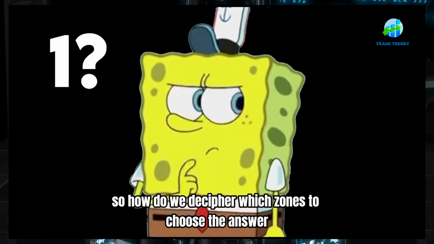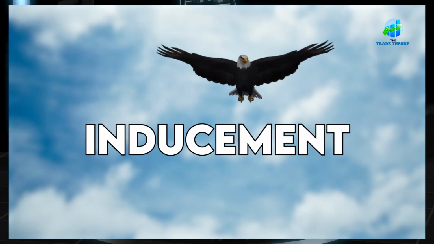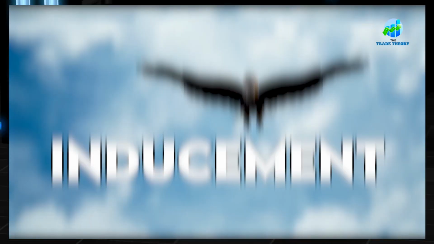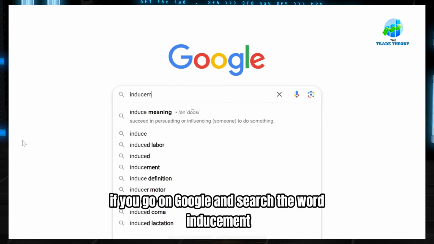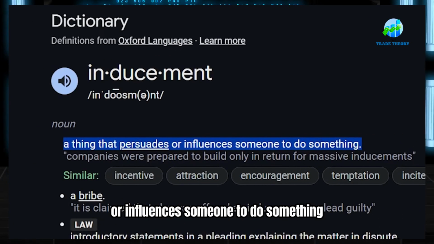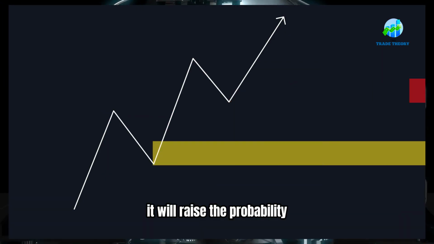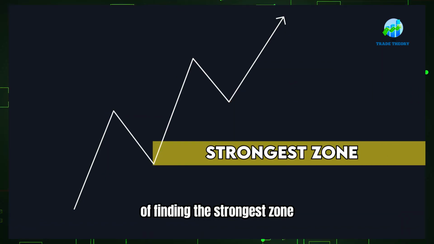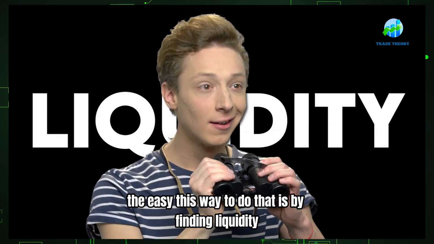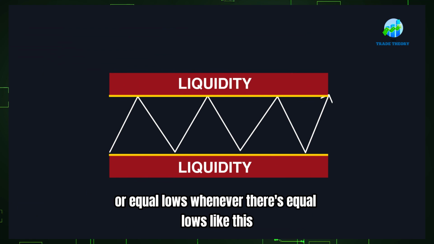So how do we decipher which zones to choose? The answer, inducement. If you go on Google and search the word inducement, you will find the definition, a thing that persuades or influences someone to do something. If we find inducement on our chart, it'll raise the probability of finding the strongest zone. The easiest way to do that is by finding liquidity. The simplest form of liquidity is just equal highs or equal lows.